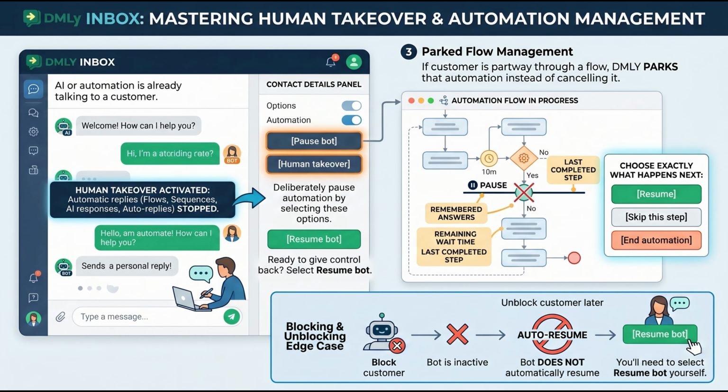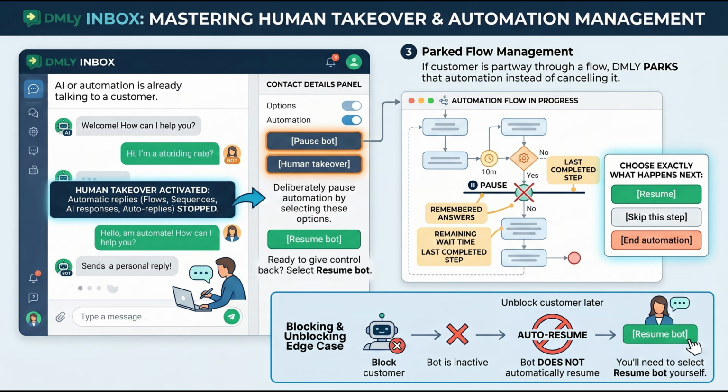Once you take over, automated replies for that conversation are stopped. This includes flows, sequences, AI responses, and auto replies. You can also deliberately pause the automation by selecting Pause Bot or Human Takeover from the Contact Details panel. When you're ready to give control back to the automation, select Resume Bot.